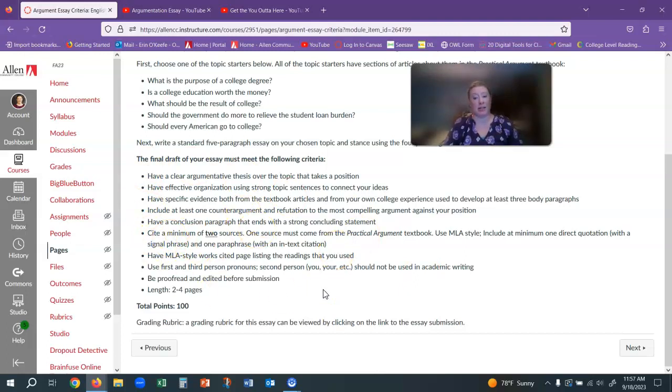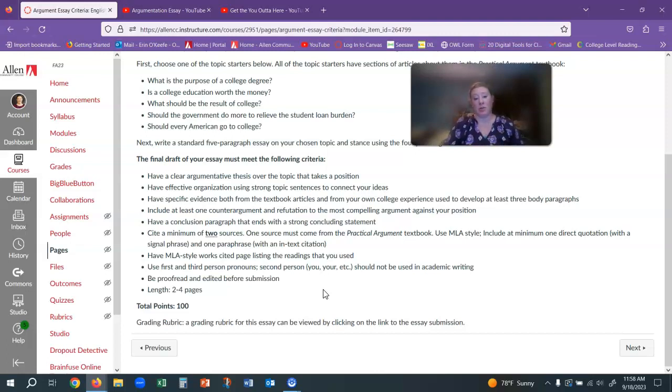At least one has to come from the practical argument textbook. I have had students who have only used sources from the practical argument book, and that's fine. I do have other students who will have the one source from the textbook and then maybe find one or two others from outside, just Googling on the internet.